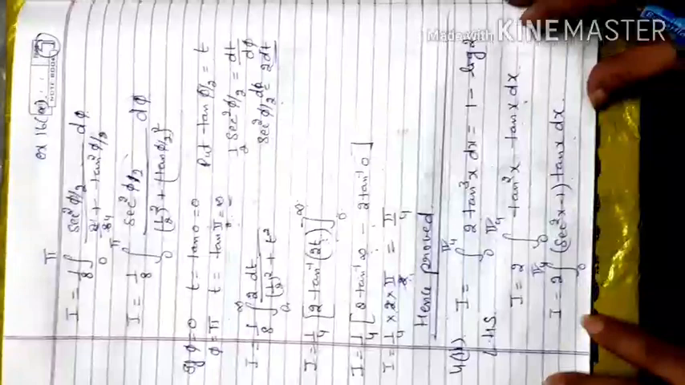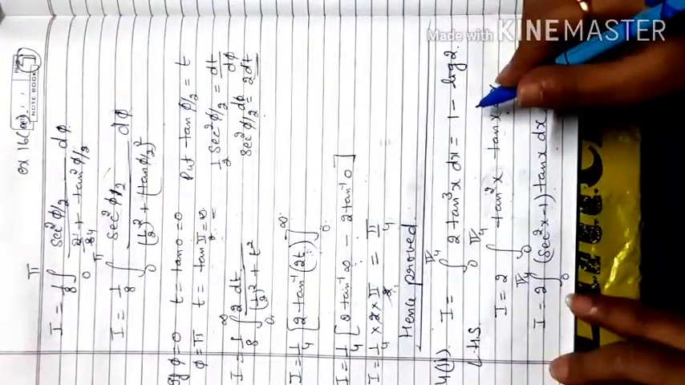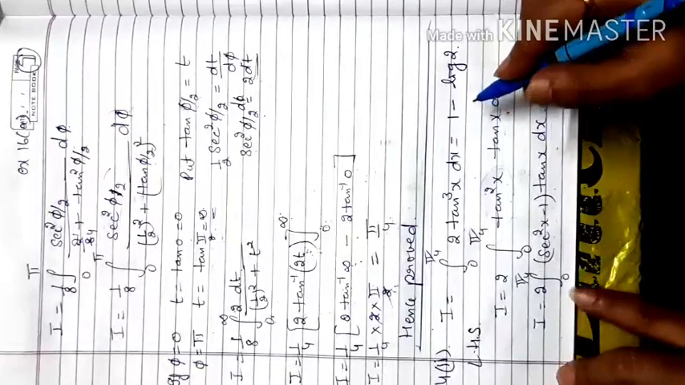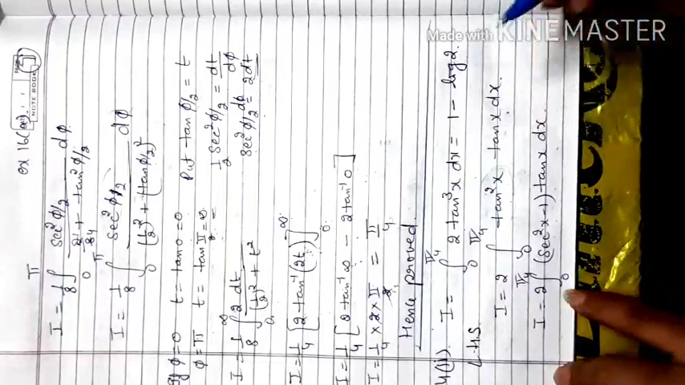Next question is fourth question, second part. Fourth question second part is integral from 0 to pi by 4 of 2 tan cube x dx is equal to 1 minus log 2, that you want to prove.